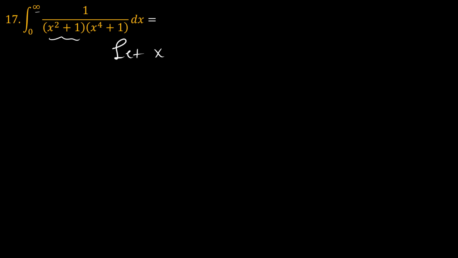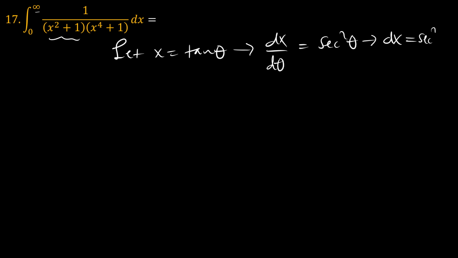This is an interesting one: the definite integral from x goes to 0 to x tends to infinity of 1 over x squared plus 1 times x to the fourth plus 1. The first thing that I always try to see, when I see an x squared plus 1 in the denominator, is that I also think about substituting with tan theta, especially with the infinity here. So we'll say let x be equal to tangent of theta, such that dx d theta is equal to secant squared theta, meaning that we can substitute for dx with secant squared theta d theta.